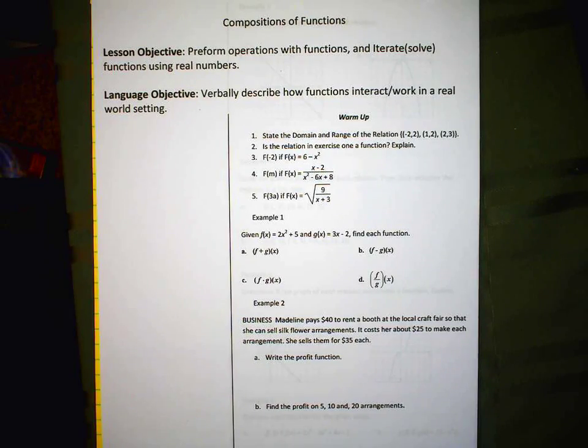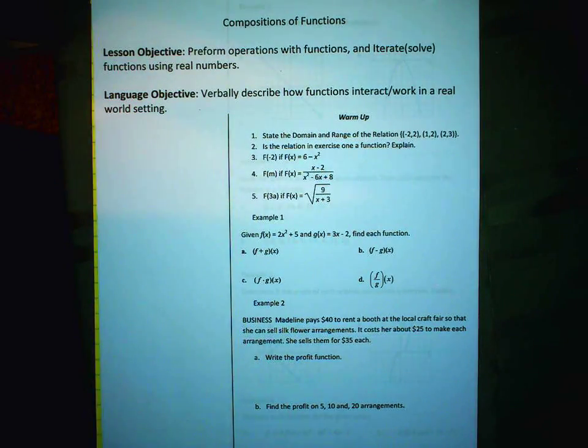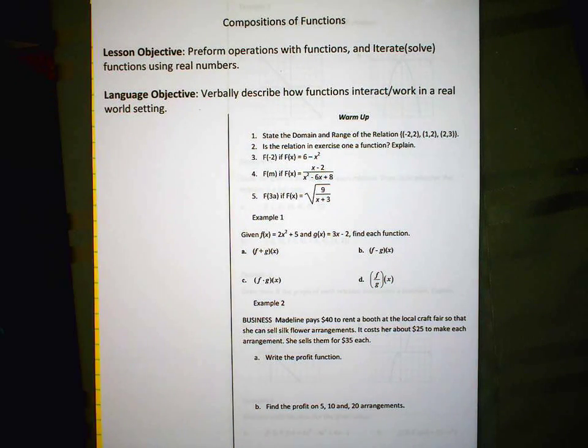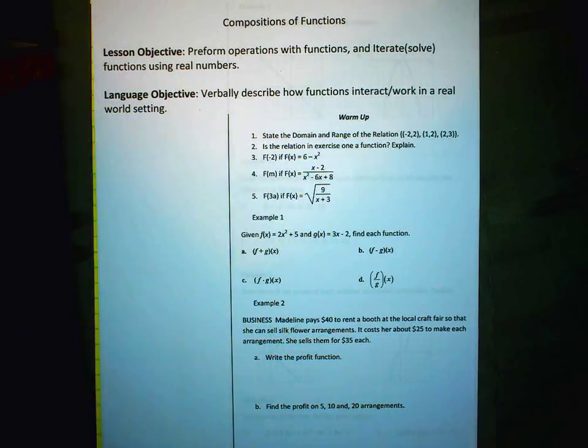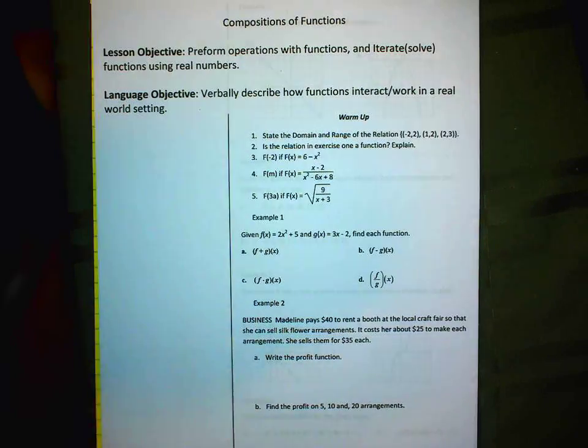Alright guys, so lesson number 2. Talking about composite functions, pre-cal. The lesson objective is to perform operations with functions and iterates, which means to solve. And we need to use functions using real numbers. Okay? Or solve those iterates with real numbers.